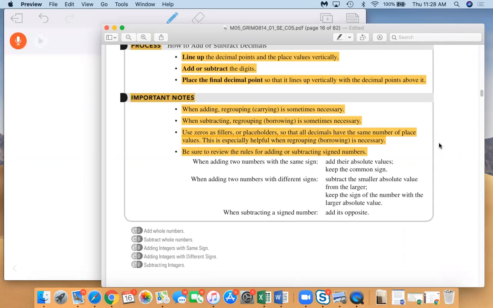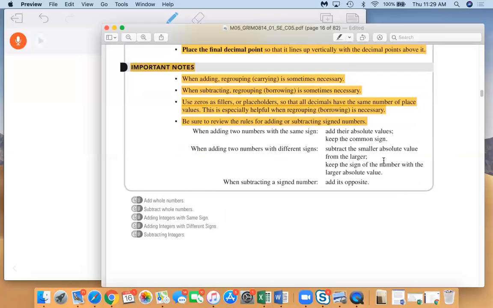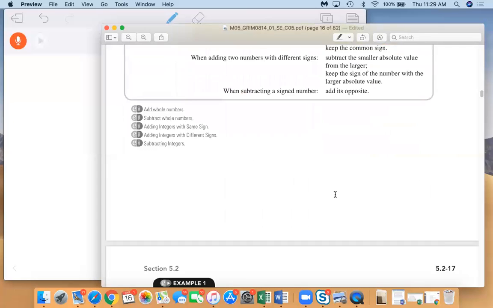Be sure to review the rules for adding or subtracting signed numbers. Remember, when adding two numbers with the same sign, you add their numbers and just keep the sign. If they're both negative, just add the numbers and then keep your negative sign. If they're both positive, just add them. When adding or subtracting numbers with different signs, subtract the smaller absolute value from the larger and then keep the sign of the number with the larger absolute value. When subtracting a signed number, add its opposite. Remember, switch everything to addition problems and then follow those rules.